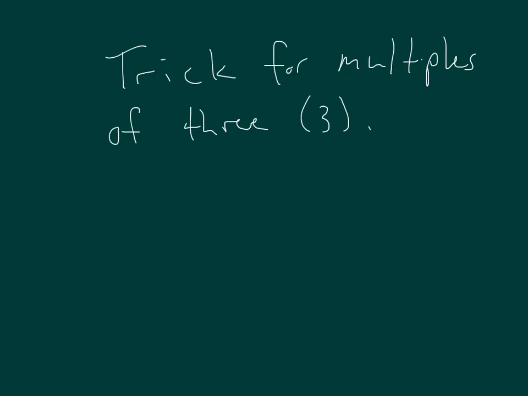Okay. On a side note, here's a little trick for multiples of 3. Is 27 divisible by 3? Yes. How do we know? Because we just know. But if you look at the digits in 27, it's 2 and 7. If you add 2 plus 7, you get 9. Is 9 divisible by 3? Yes. So is 27. That's pretty cool.